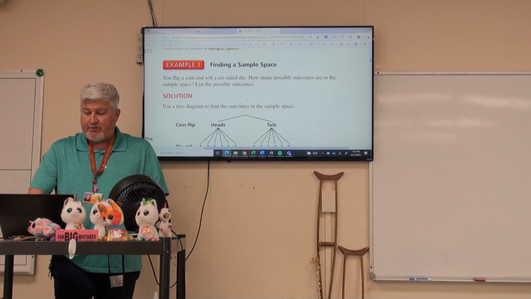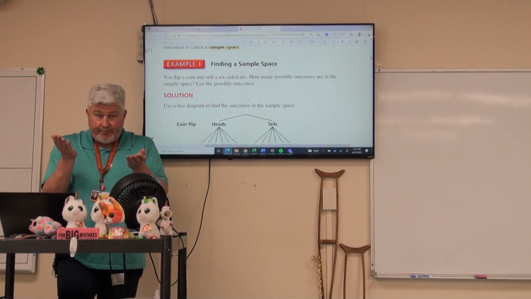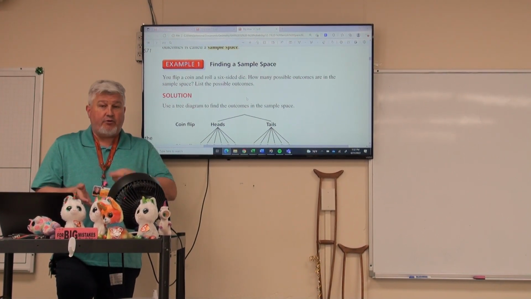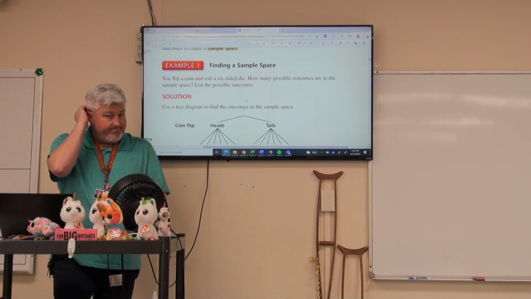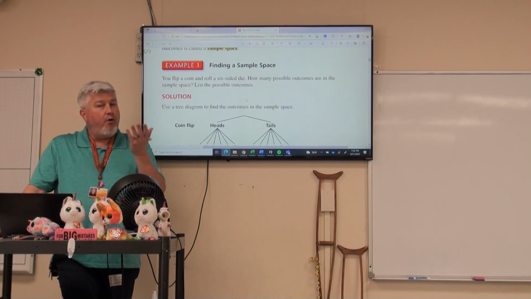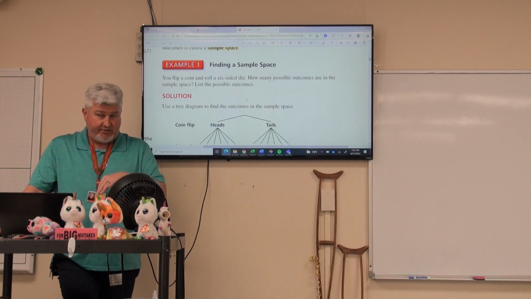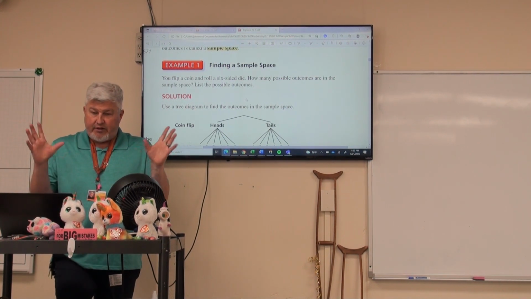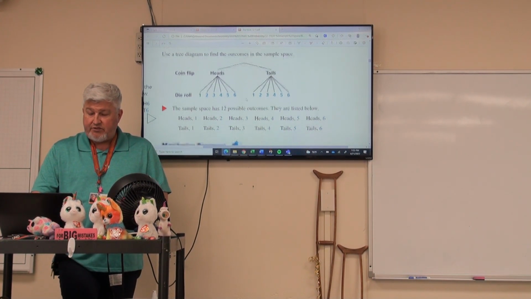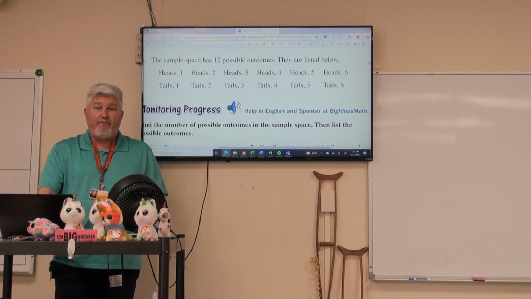It says finding a sample space. So let's decide we're going to take a coin and a dice. And I'm going to have you do an experiment, and you're going to flip a coin and roll the dice and see what you get. So clearly, when you flip a coin, you've got one of 2 options, heads or tails. And when you roll the dice, as we just said, you have 6 options, okay? 1 through 6. But if we're combining those together, then this is what your sample space looks like, as you can see right here. The sample space has 12 possible outcomes.